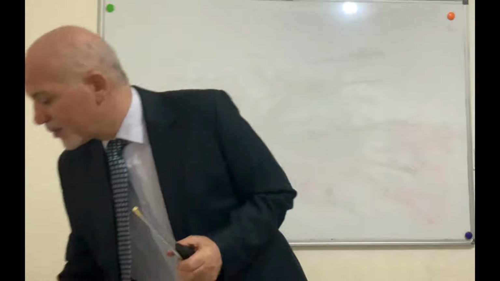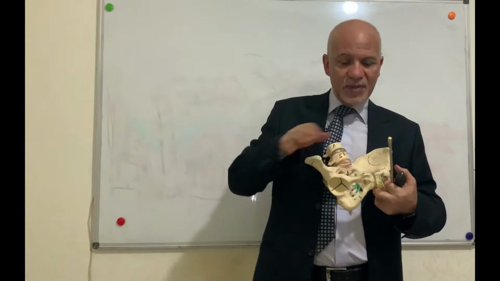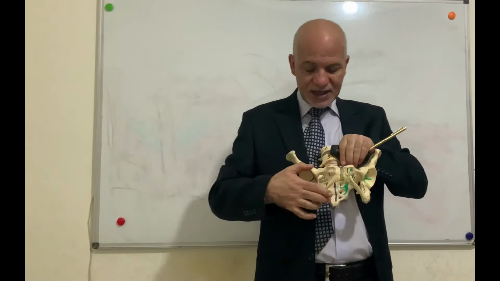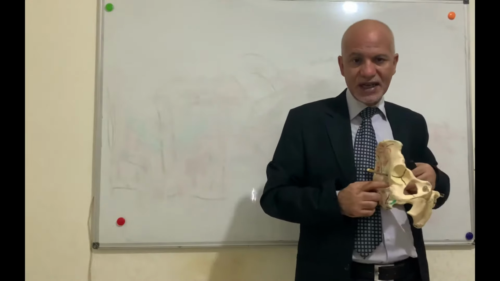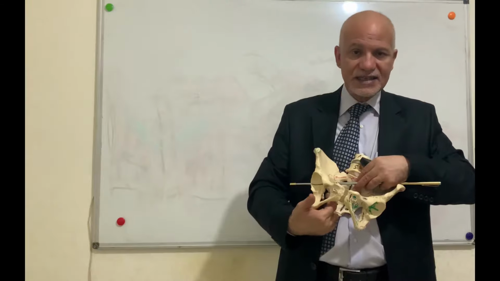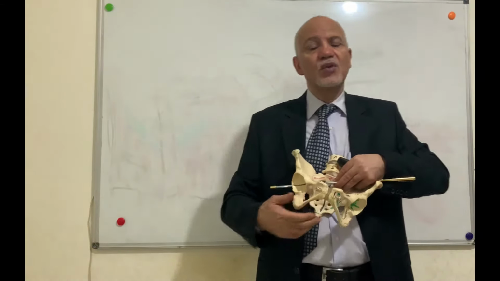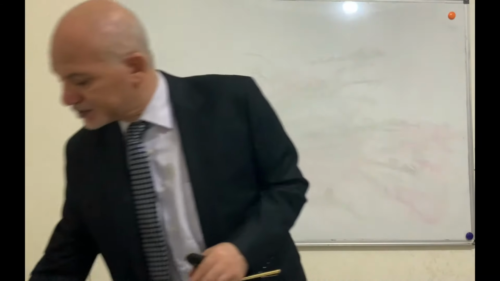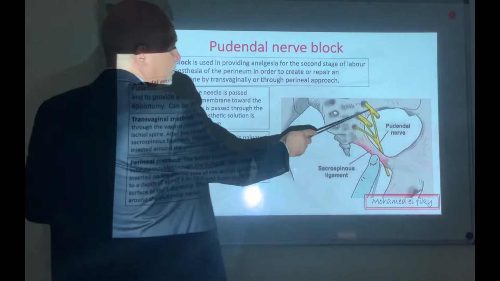Remember, the pudendal nerve comes out from the sacral plexus through the greater sciatic notch and runs on the back of the ischial spine. So if we inject local anesthesia near the pudendal nerve, we do what's called pudendal nerve block. This is the pudendal nerve.